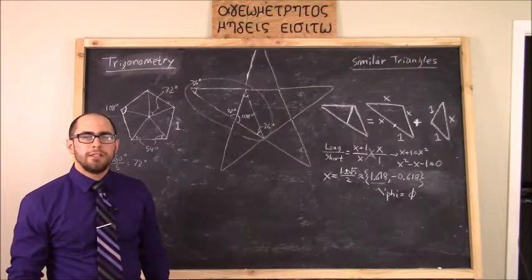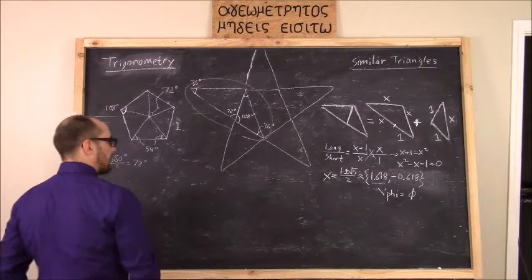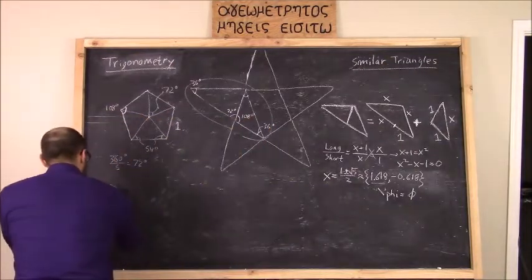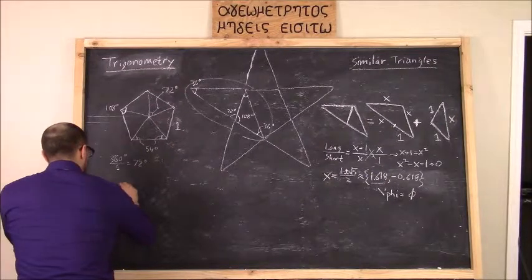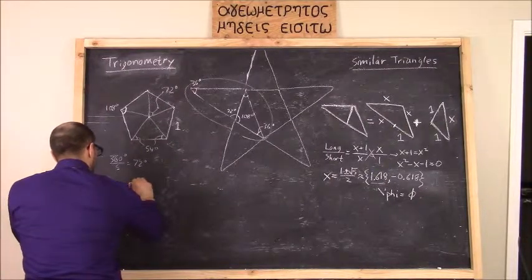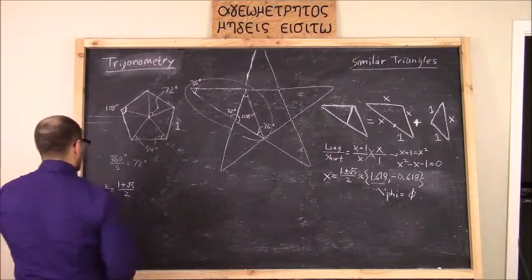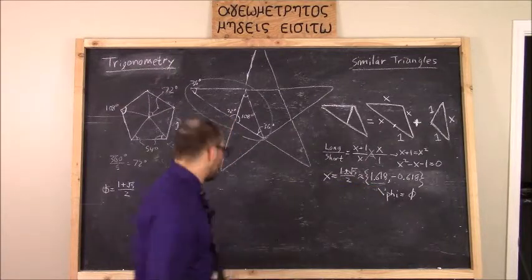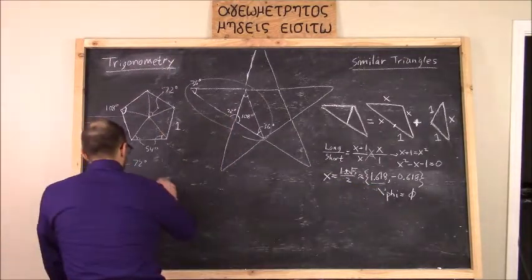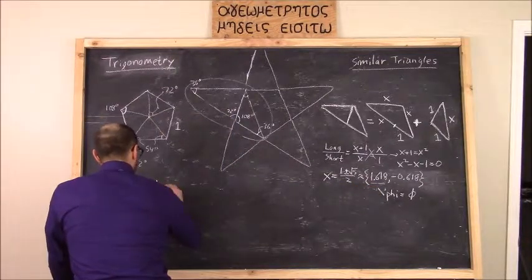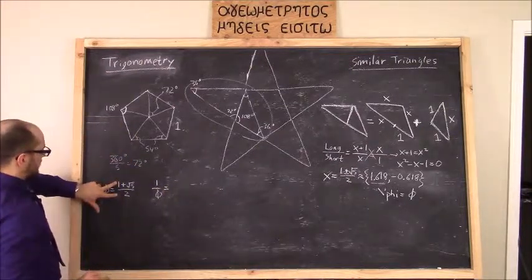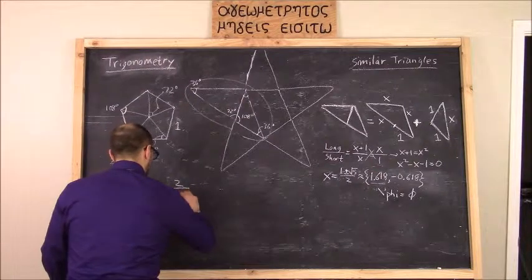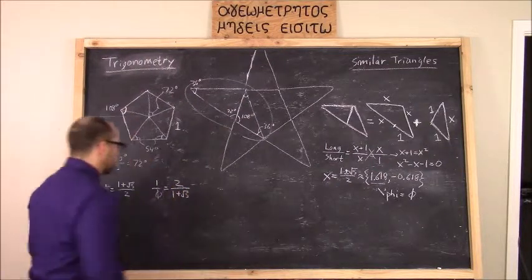Let's take a quick detour to explore a few interesting properties about phi. We said phi is equal to (1 plus the square root of 5) divided by 2, which is approximately equal to 1.618. If I take 1 divided by phi, well, that's going to be the reciprocal. I flipped the numerator and denominator: 2 over (1 plus square root of 5).